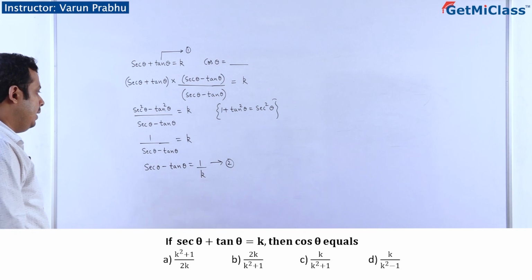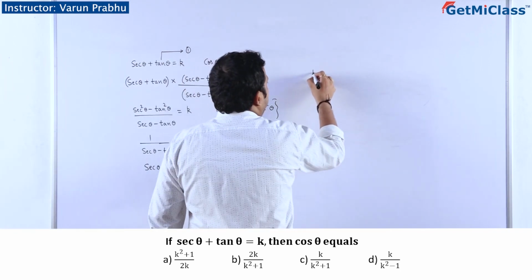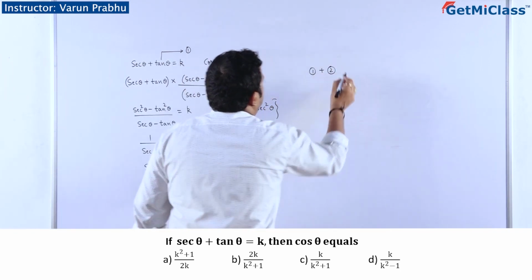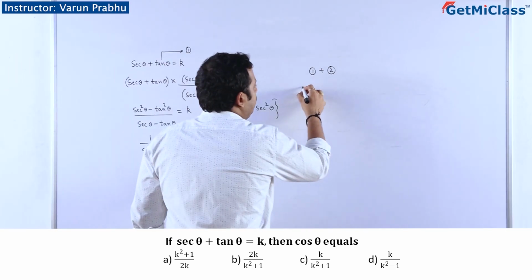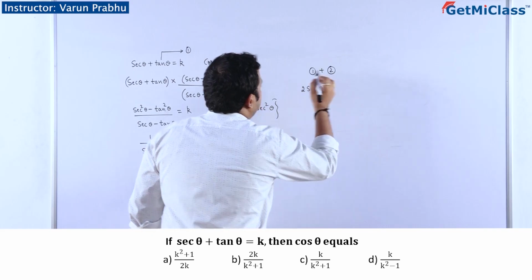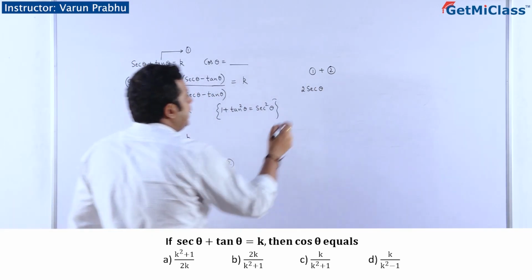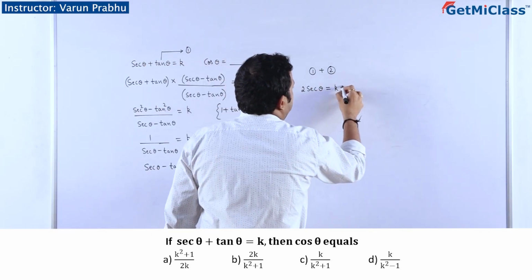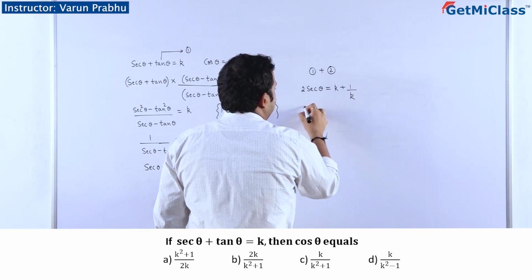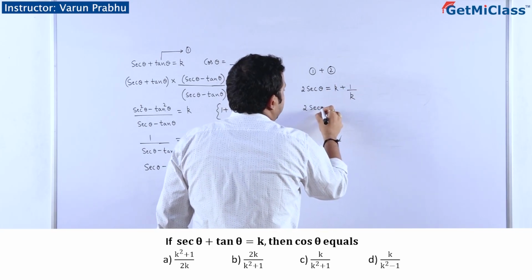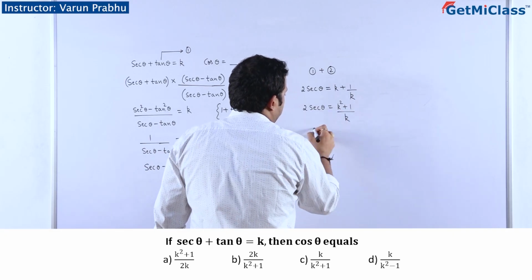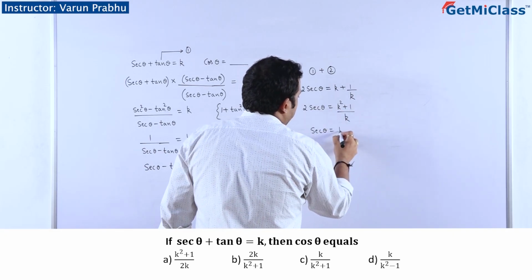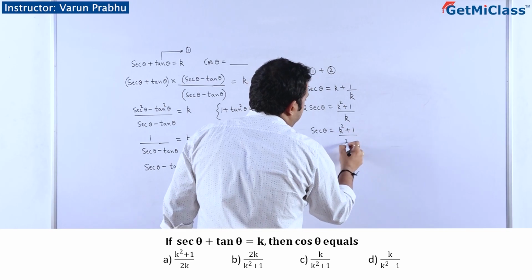Done, no problem, easily. What I'll do now, equation 1 plus equation 2 I'll do. When I do equation 1 plus equation 2, secant theta plus secant theta will give me 2 secant theta, and plus tan theta and minus tan theta will get cancelled. So your answer will be k plus 1 divided by k. So 2 times secant theta is equal to k squared plus 1 divided by k. So your secant theta will be equal to k squared plus 1 divided by 2k.